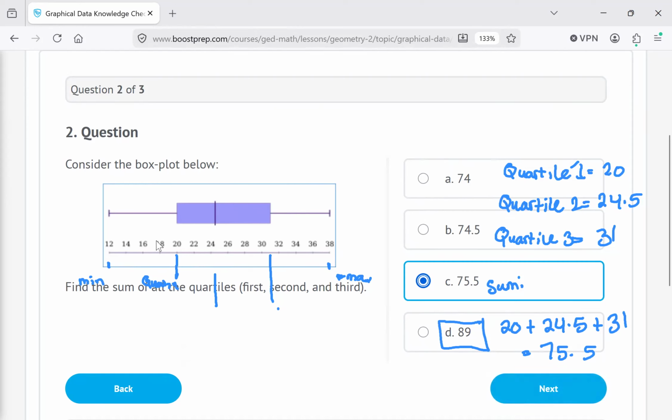Okay, so that's how you read this box and whisker plot. This arrow right here is your minimum. This 38 is your max. This is quartile one, this is quartile two, and then this is quartile three. So you just add up quartile one, quartile two, and quartile three, and you get 75.5.